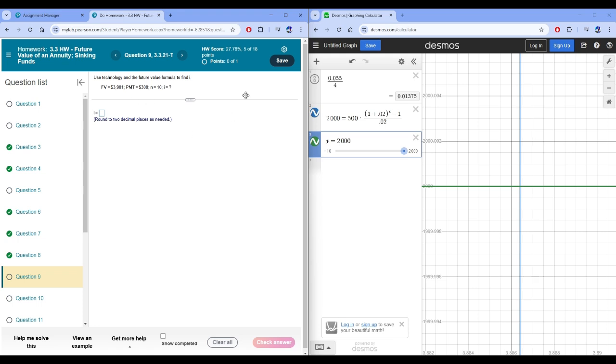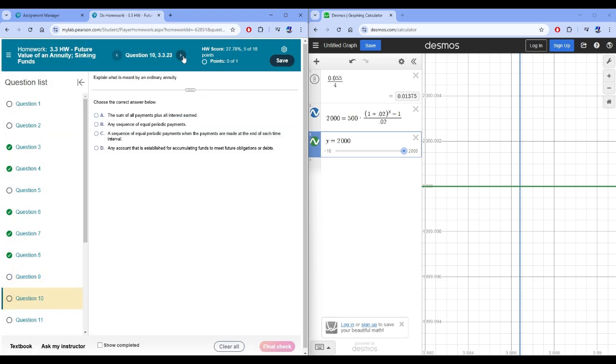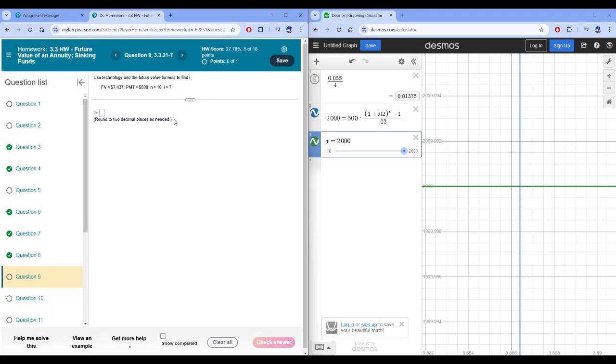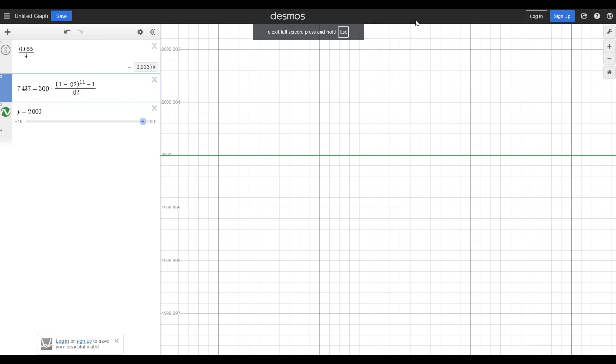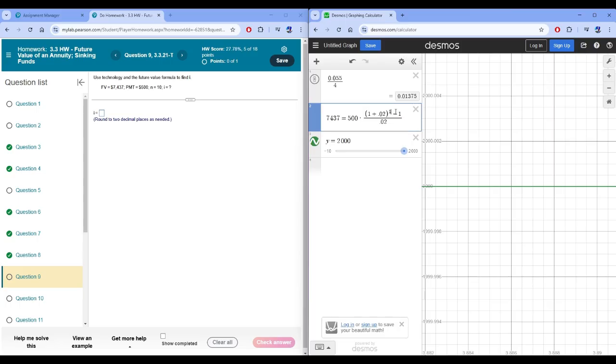You can also work backwards in it. Same exact thing here, just solving for I. So my future value is going to be equal to $7,437 with my payments going to be 500. N is going to be equal to 10. This is going to be my X. This is going to be the X minus 1. When does this equal 7,437?